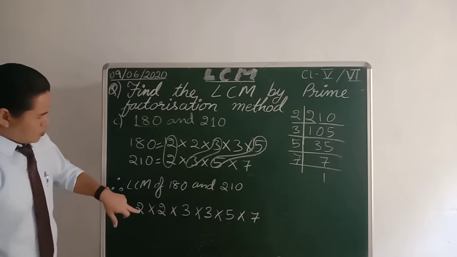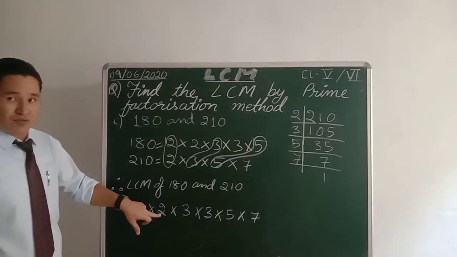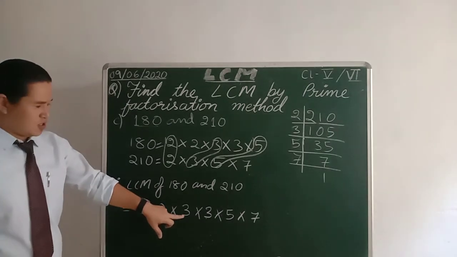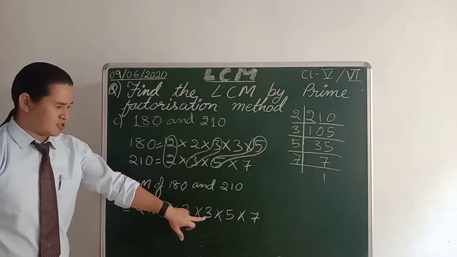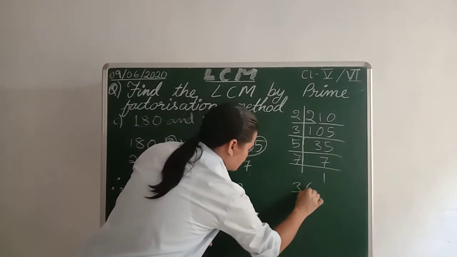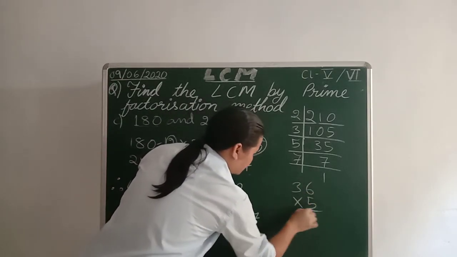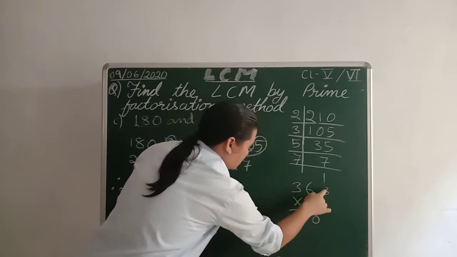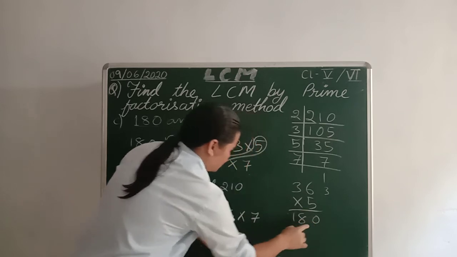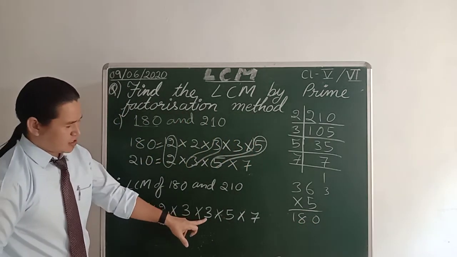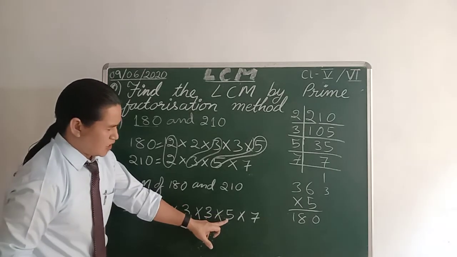So multiply it: 2 into 2, that means 2 2s are 4, 4 3s are 12, 12 3s are 36. Now 36 5s, how much will you get? Just do it in rough, 36 times 5, 5 6s are 30, 0 carry over 3, 5 3s are 15 plus 3, 18, 180. That means 2 2s are 4, 4 3s are 12, 12 3s are 36, 36 5s are 180.